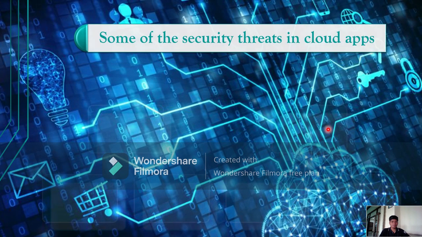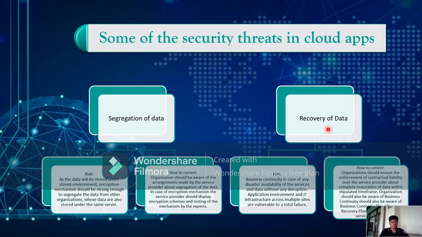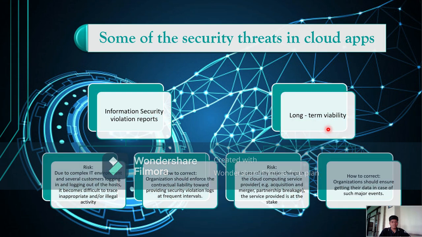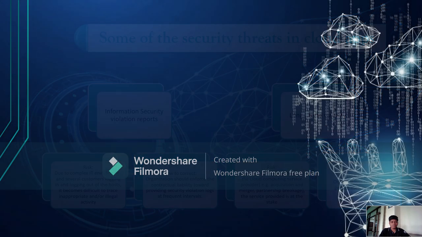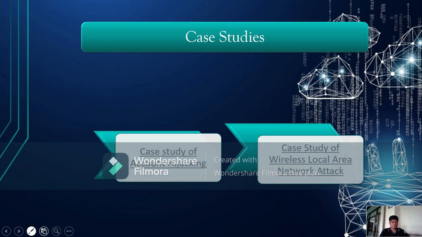So now we'll see some of the case studies. These are the things which I had already explained. So we can read it from here, about segregation of data. After that, this is the last one, information security, then long-term viability. After that, we will see two case studies.